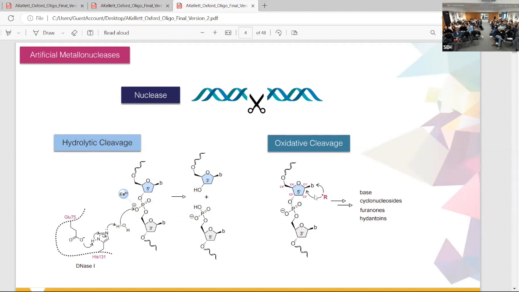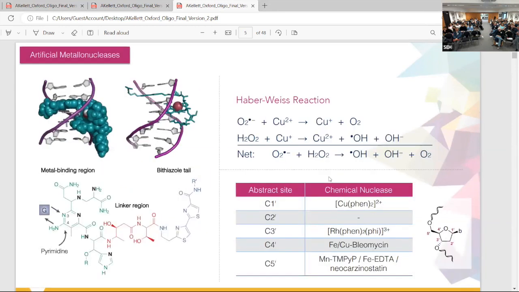Or you can develop a radical species or metal oxo species, for example, that attacks the deoxyribose or the base. And this gives a variety of breakdown products, which are much more difficult for the cell to repair. So we're interested in developing targeted oxidative DNA damaging agents.